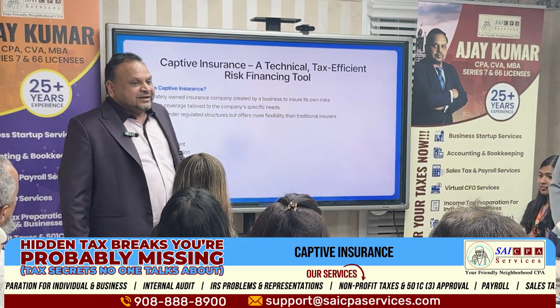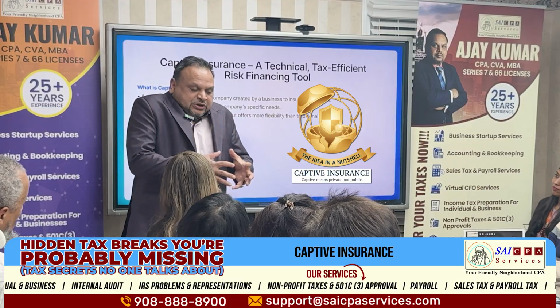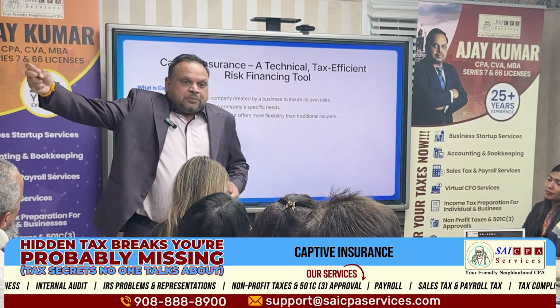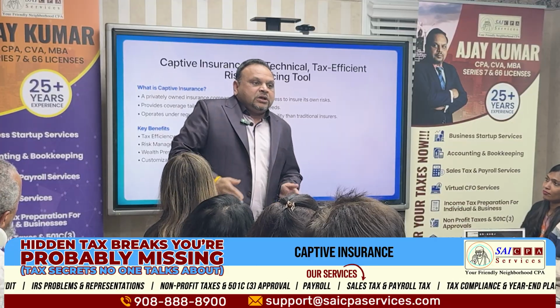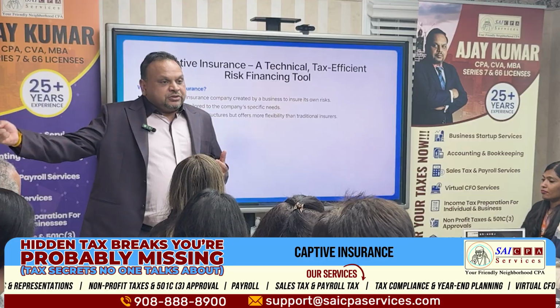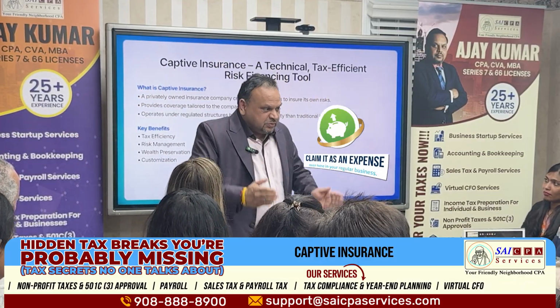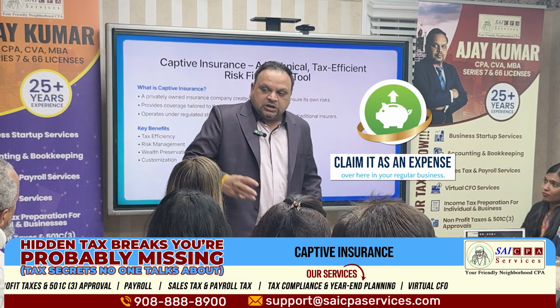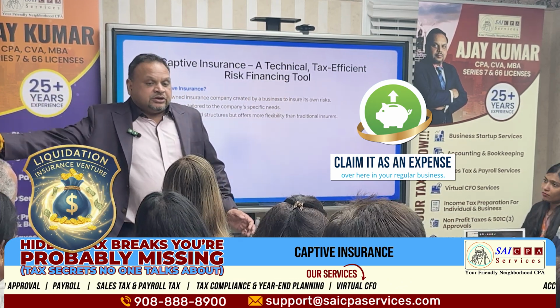The idea in a nutshell behind captive insurance is, captive means captive to certain people, not public. The opposite of public is captive, meaning limited to certain people. The idea is you create your own insurance company and pay the insurance premiums to this company. Claim it as an expense in your regular business. After a couple of years, you dissolve the insurance company that you created, and take all the money.